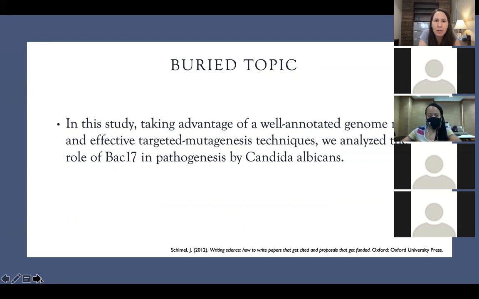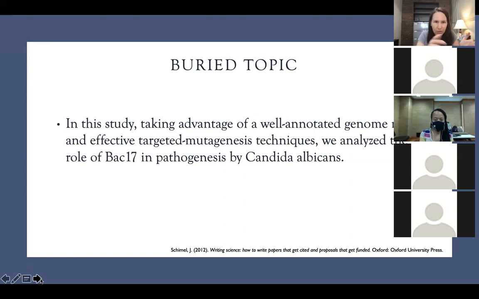So if your reader comes along and gets to a sentence like this, they have to read pretty far to get to the subject of the sentence, the topic of the sentence. The subject of the sentence is we did something, we analyzed. When they're reading "taking advantage of a well-annotated genome map and effective targeted mutagenesis techniques," we don't know what that is qualifying. So we don't have anything to link that to. So we don't know what to do with it. We don't have a framework for it.